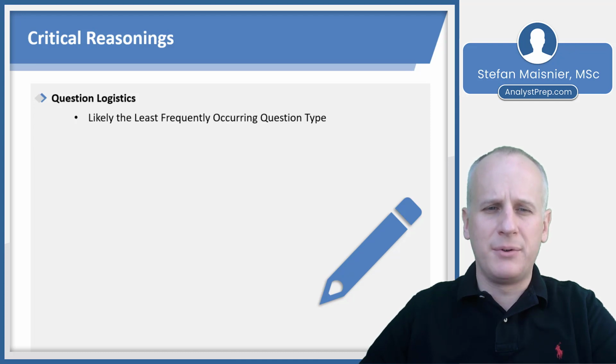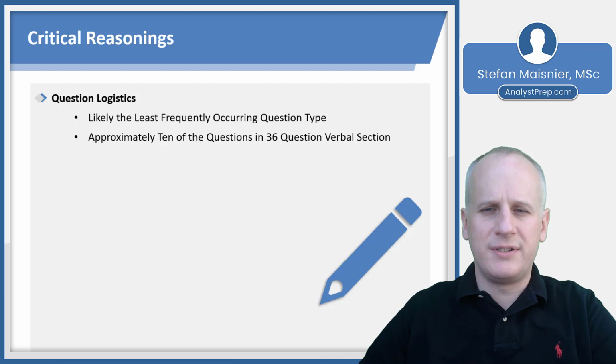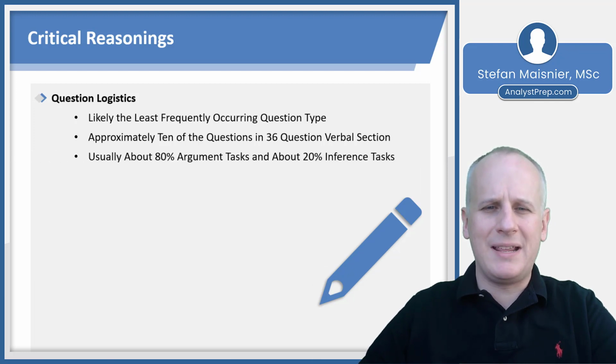First, understand that this is most likely going to be the least frequently occurring question type, critical reasonings as a whole. You're going to have approximately 10 critical reasoning questions in a given 36 question verbal section, but usually it's somewhere between 9 to 12. And generally, about 80% of those critical reasoning tasks are going to focus on evaluating or addressing something with an argument. And about 20% are going to be inference tasks, which are those types that ask you to simply determine what must be true from the answer choices based on the statements of fact that have been given in the prompt.